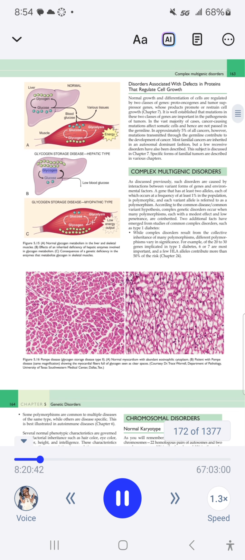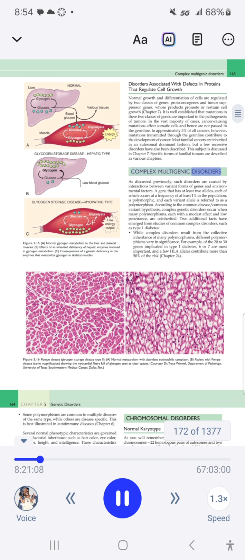B, C. Glycogen, glucose, glycogen storage disease, myopathic type, glycolysis, glucose, low energy output, glycogen. Figure 5.15. A. Normal glycogen metabolism in the liver and skeletal muscles. B. Effects of an inherited deficiency of hepatic enzymes involved in glycogen metabolism. C. Consequences of a genetic deficiency in the enzymes that metabolize glycogen in skeletal muscles. Low blood glucose.